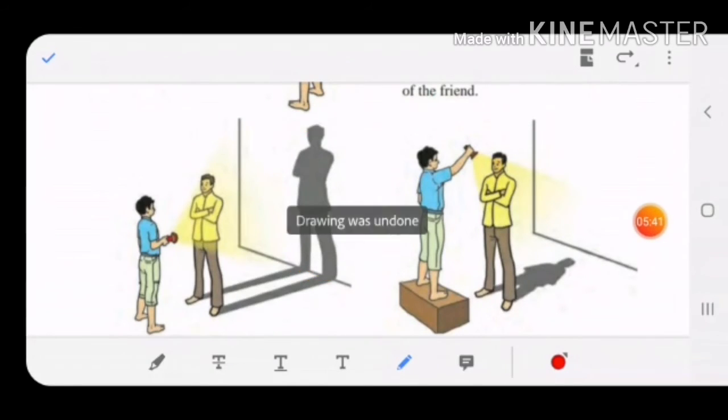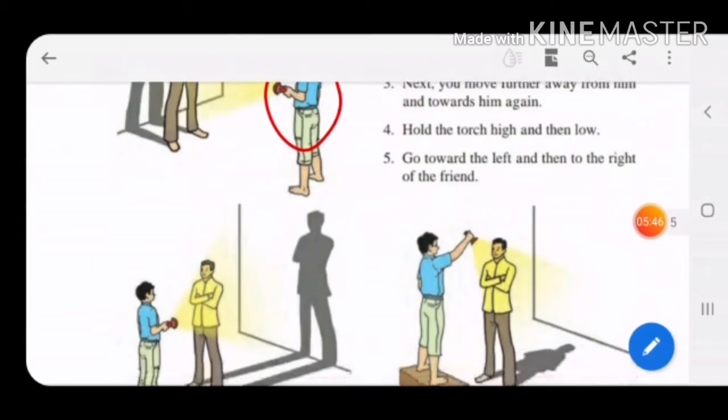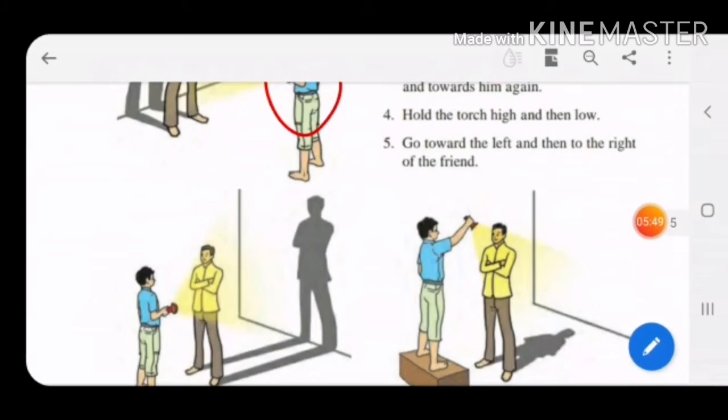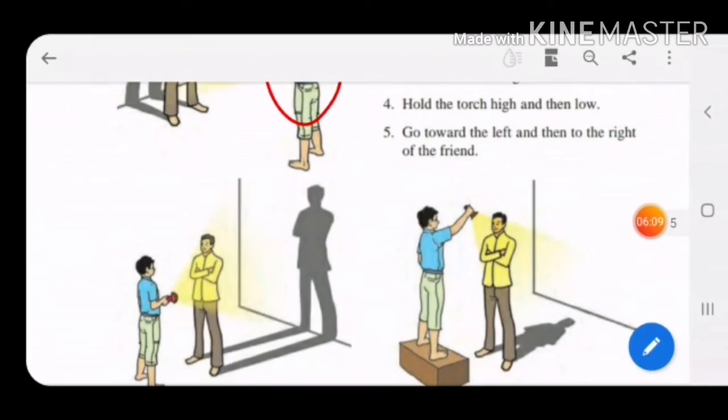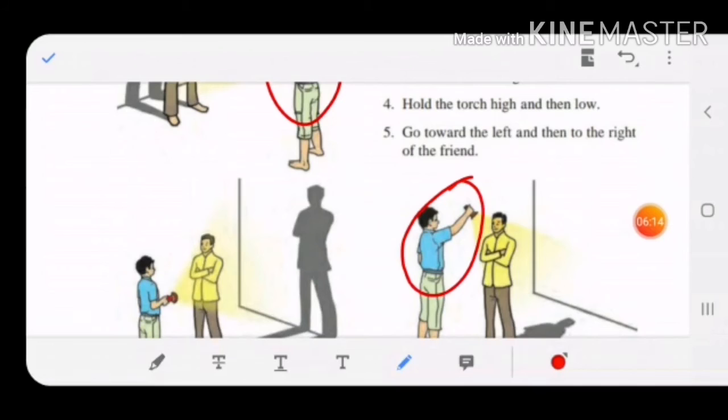Now, the third thing: next you move further away from him and towards him again. Now you hold the torch and come near to your friend, then go away from your friend. What happens? Depending on your movement, the shadow becomes smaller or bigger, yes or no? When you go nearer, the shadow becomes bigger. When you move back, the shadow becomes smaller. Now the fourth thing, hold the torch high and then low. When you hold the torch high, like in this figure, what happens? The shadow forms near the feet, yes or no?